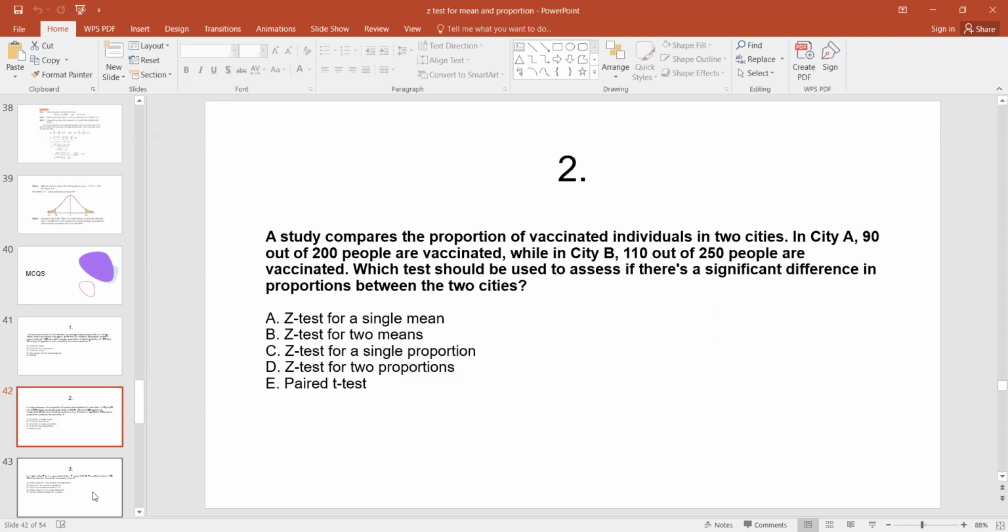A. Z test for a single mean. B. Z test for two mean. C. Z test for single proportion. D. Z test for two proportion. E. Paired T test. D. Z test for two proportion. D is the right option, to test for a significant difference in proportion between two cities.